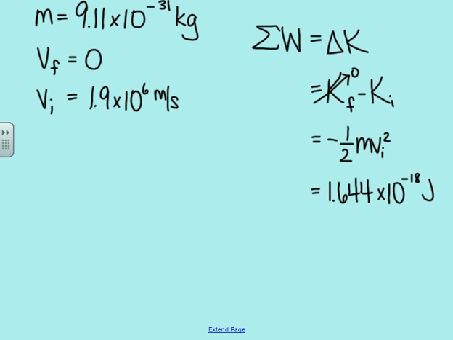Hopefully, you got 1.644 times 10 to the negative 18th joules. If you didn't get this value, then go back and check your work. This seems like a very small amount of energy, but if you think about it, an electron is a very, very small particle. So even though it's moving extremely fast, it doesn't take much work to get that. Also, this work should be negative. That's because I'm taking energy away from the electron, not giving energy to the electron.